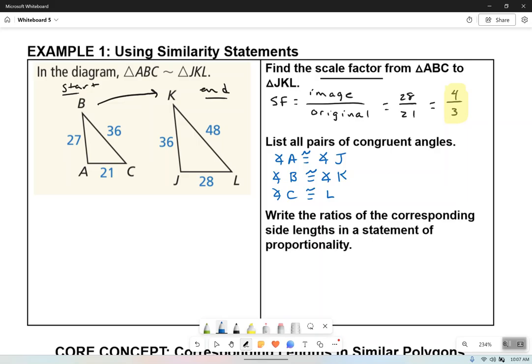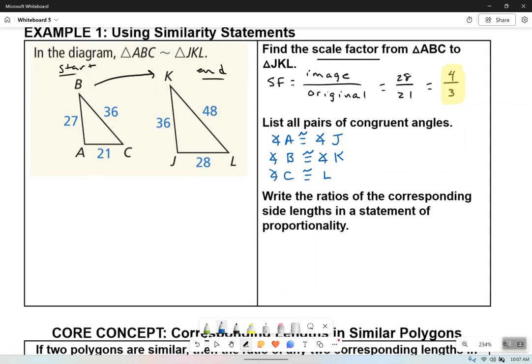Then it says write the corresponding side lengths in a statement of proportionality. This is pretty simple, kids. You're just going to go through each part, okay? I'm going to pick the image first here, kids. J over K would have to match what side? Okay, so the ratio of JK to AB would have to equal, okay, so I've got one side, J to K. Let's just keep going around here, J to K, and then the next side would be K to what, kids?